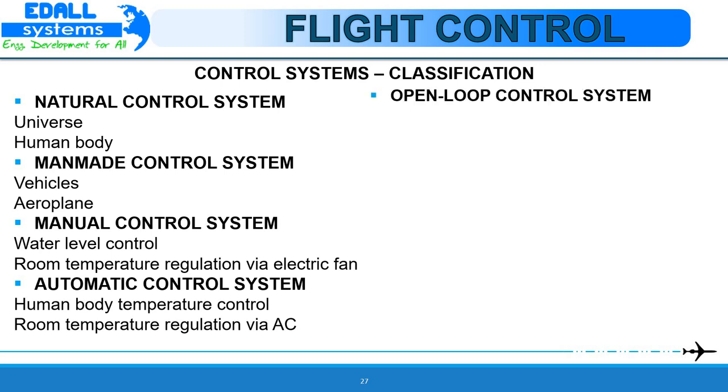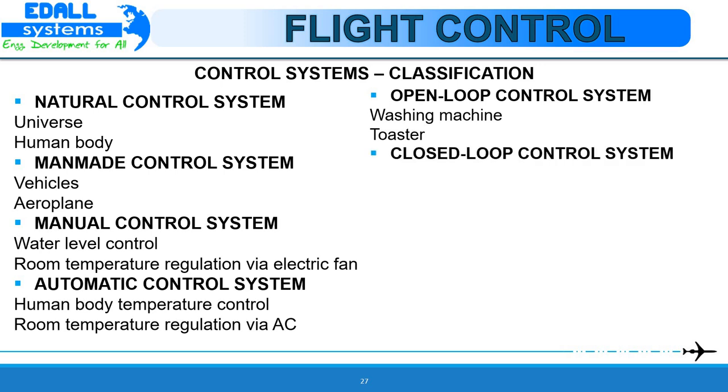Open loop control system: we have a washing machine and a toaster. Basically, in an open loop control system the output is dependent on the input, but the controlling action or input is totally independent of the output or change in the output of the system. And then we have closed loop control systems like a refrigerator and autopilot. A system in which the controlling action or input is somehow dependent on the output or change in the output is called a closed loop control system.